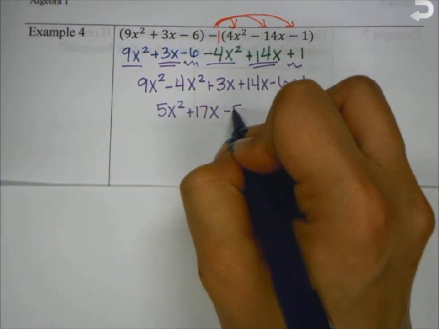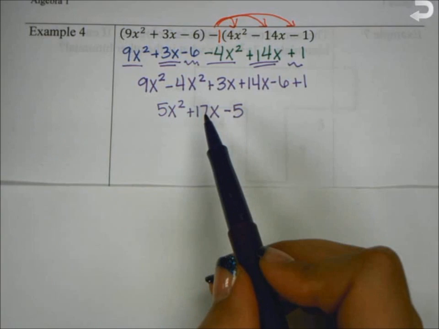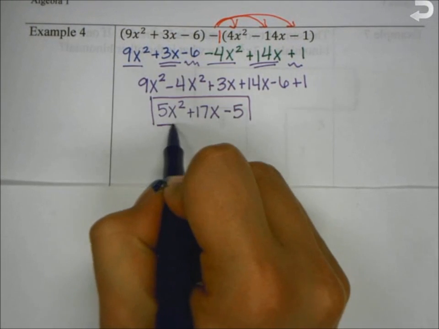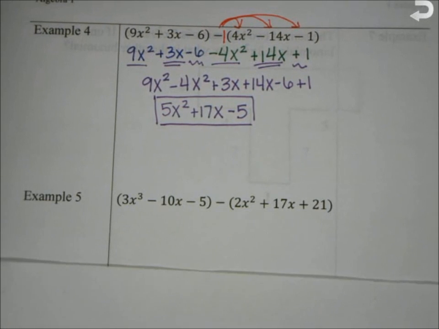Example 5. There's a lot of examples. Yeah, I know. Do you ever put a number in front of the positive or negative?